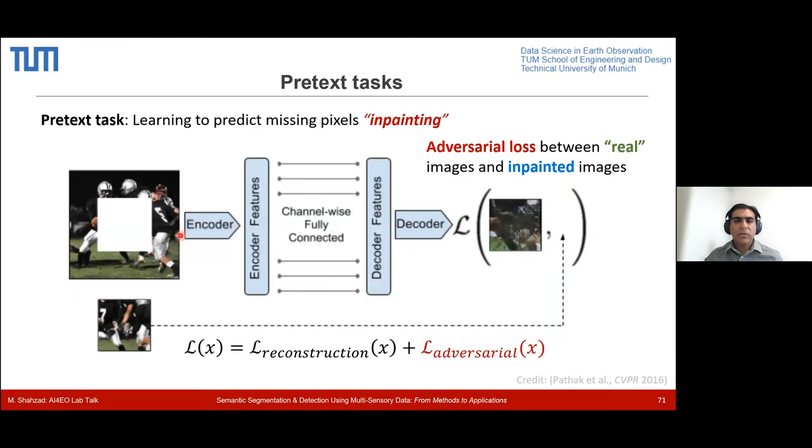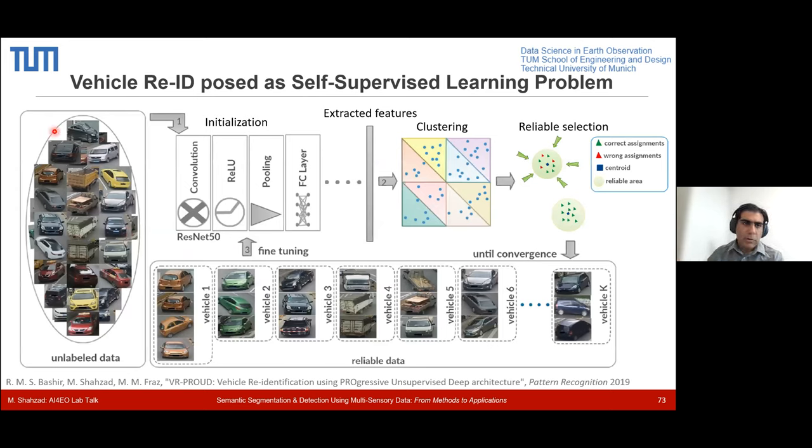Another pretext task, which many people also use, is the image inpainting task, where we mask a particular region in the images and then try to reconstruct it using adversarial losses. In the meanwhile, the network actually learns very good features pertaining to the problem at hand. Because we had a lot of unlabeled data, we did some pretext tasks and used those pretext-trained models as an initializer. In this particular case, we had a ResNet-50, which we trained over pretext tasks and initialized.